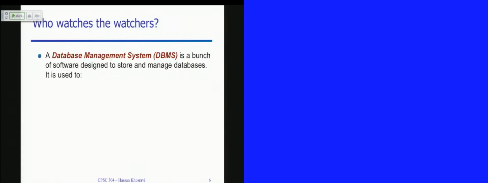So the question is, we have all this data, it's very important for us to have that data in place, but who takes care of that? A database management system, DBMS, is a bunch of software which is designed to store and manage the data that is important for us, which is inside our databases. A DBMS will allow you to define, modify, and query a database. It will give you control access so you can tell who can see what at what time.